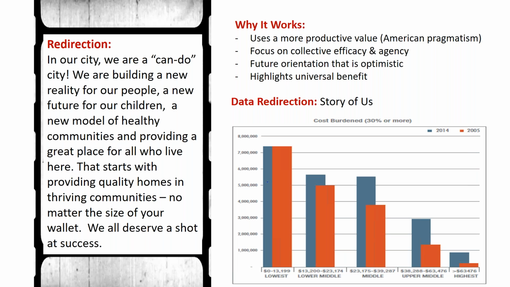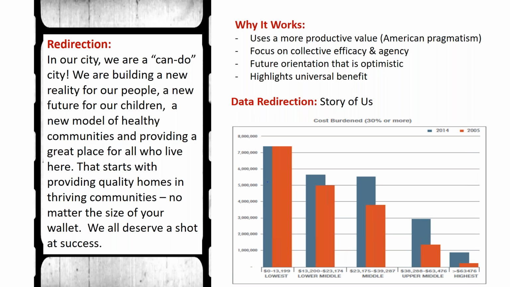And the reason why that works is because it taps into this value of American pragmatism. We can do it. We can do it. It gives that hopeful value frame around it. But it also focuses on collective agency. We all can do this. It's not the individual responsibility of Johnny or Sue or Matt or whoever the folks are. It's a collective responsibility, and we have agency in how that gets done.